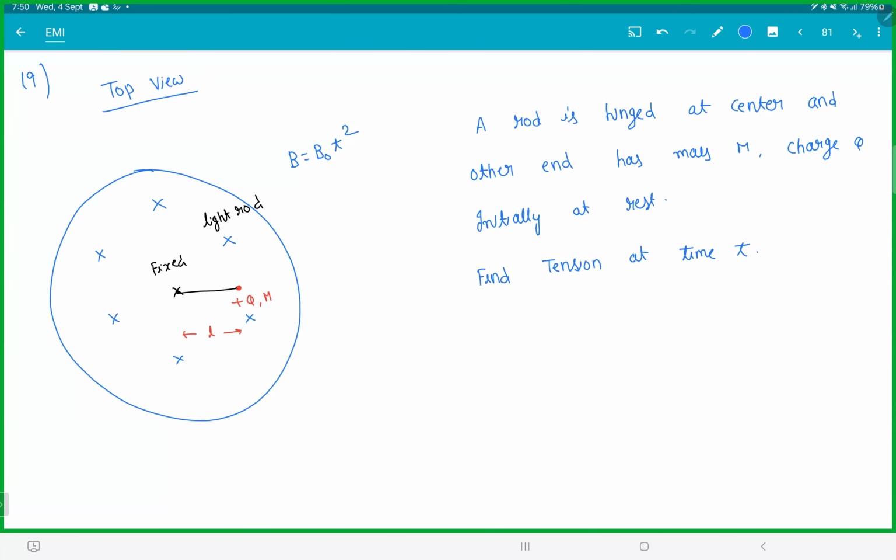M cube rho v square. Okay, let's see. Again, that same story. When you take that small l, integral E dot dl is d phi by dt. Here the phi will be B naught t into pi l square. So this is E into 2 pi r is equal to B naught into pi l square.